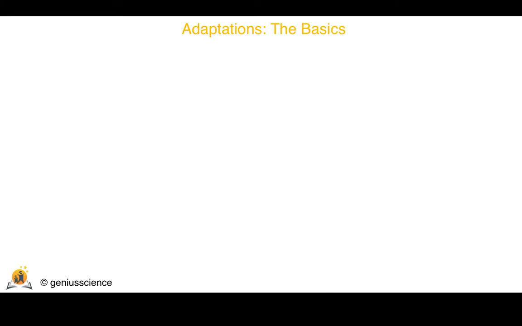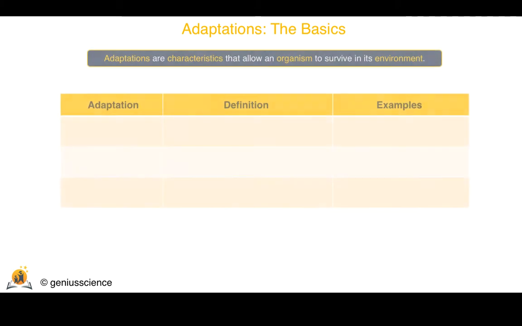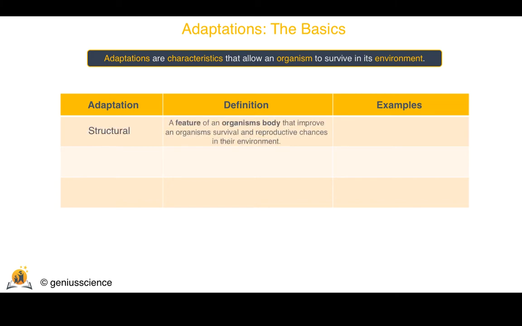Adaptations are characteristics that allow an organism to survive in its environment. There are three types of adaptation. The first are structural adaptations, and these are a feature of an organism's body that improve an organism's survival and reproductive chances in their environment. For example, an organism's external shape, colour, whether they have horns, claws, or even camouflage.